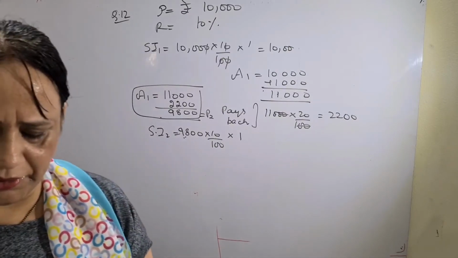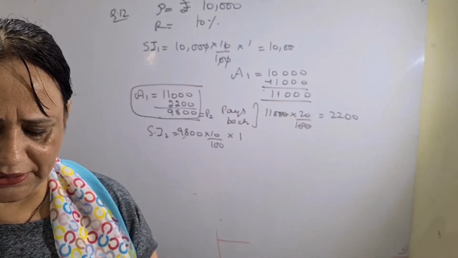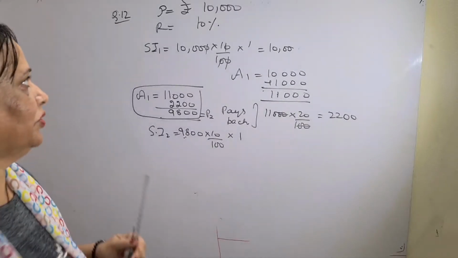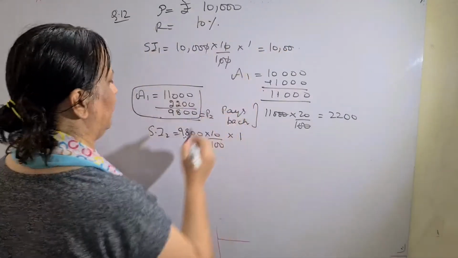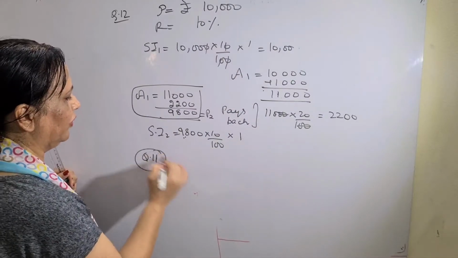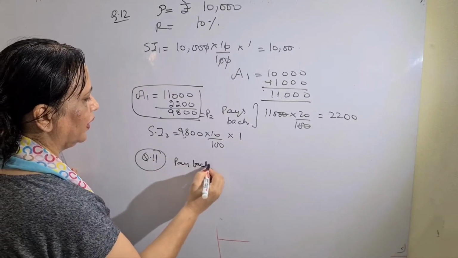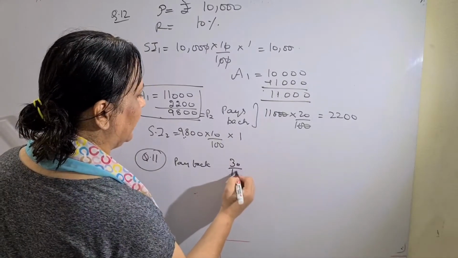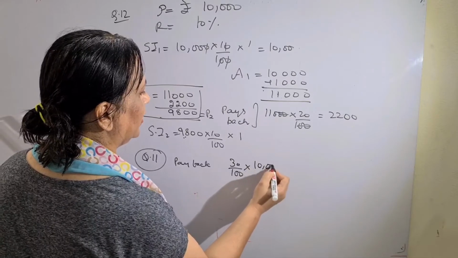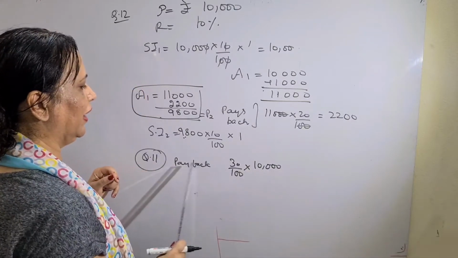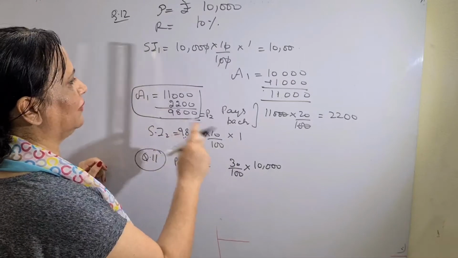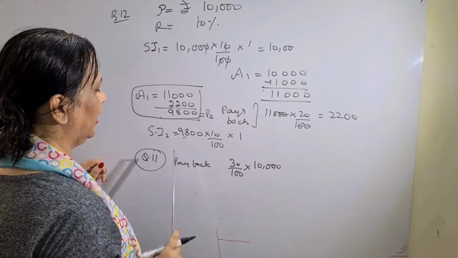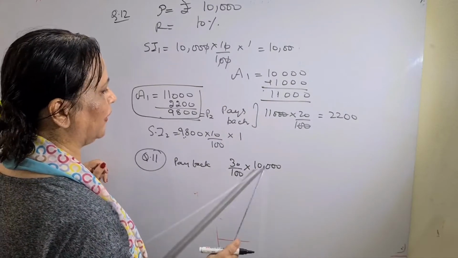Please come along with me. A man borrows 10,000 at 10% CI. At the end of each year he pays back 30% of the sum borrowed. So in that case, in question number 11, I am just giving you the hint. How much will he pay back? 30%. That means 30% of the sum borrowed, that means 10,000. In the 12th sum, the payback was 20% of the amount, so I took out amount, but in the 11th sum, it is 30% of the principal sum borrowed.